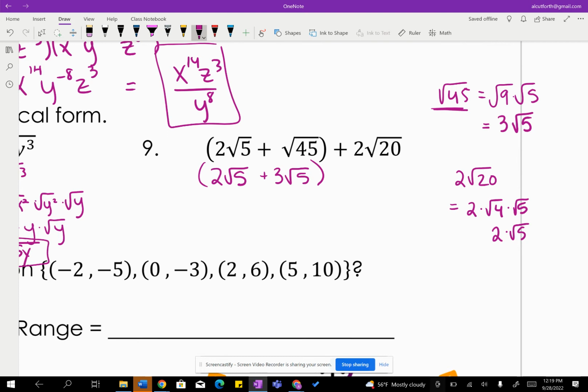But don't forget, you had this 2 out in front, right? This is why I wrote it down here. Because now what do I have to do with that 2 and the 2 we got from the 4? We have to multiply them together, right? Don't add them together. You're multiplying because this is 2 times radical 20, right? So when 20 becomes 2 radical 5, we have to multiply by that 2 to get 4 radical 5.